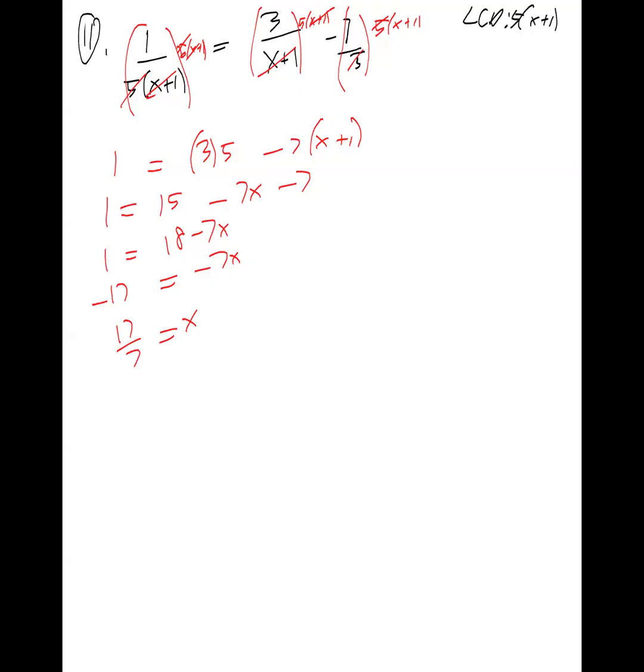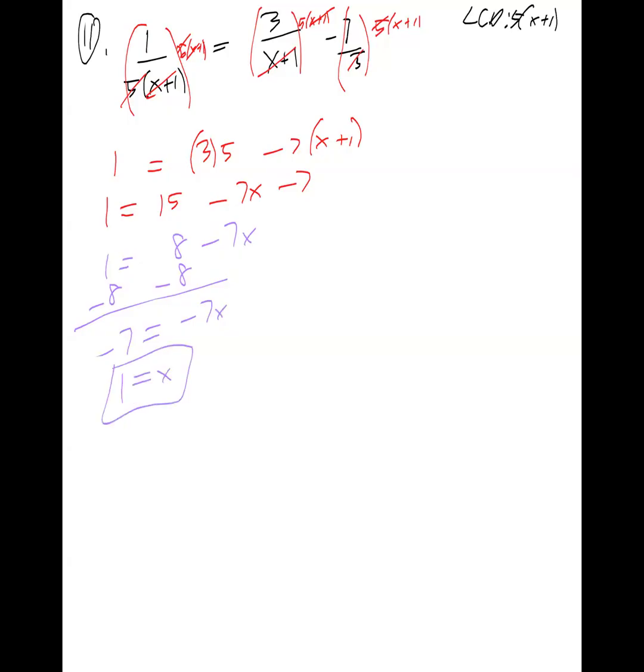Why in the world did I say 15 minus 7 was 18? So this one right here is a big mistake. So let me backtrack. Sorry, my fault. 15 minus 7 is actually equal to 8. That's better. And now if I subtract 8 from both sides, I'll get negative 7. Now if I divide by negative 7, I'll get 1. So 1 equals x.